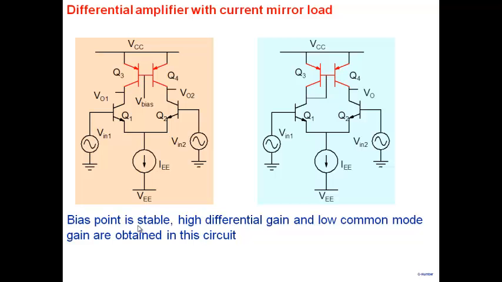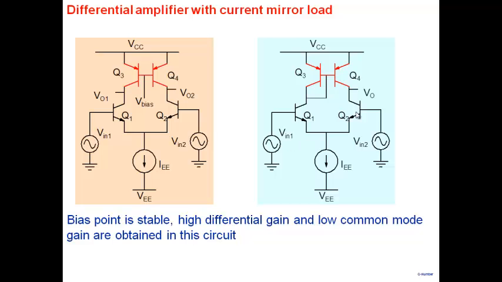So the advantages of this one we'll see here. Bias point will be stable, unlike this circuit here. This circuit, as I said, is very sensitive to V bias. So in this circuit, the bias point is stable. I'll get high differential gain, not here, but at this particular point, because I'll get very high resistance when I look up Q4. High differential gain. And we'll also see that we'll get very low common mode gain.